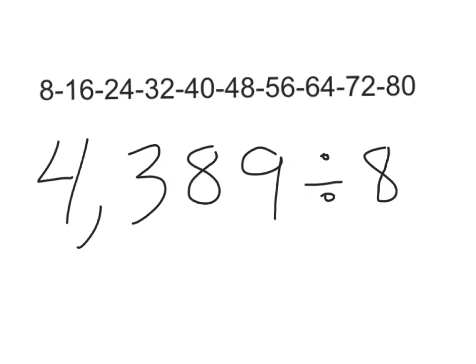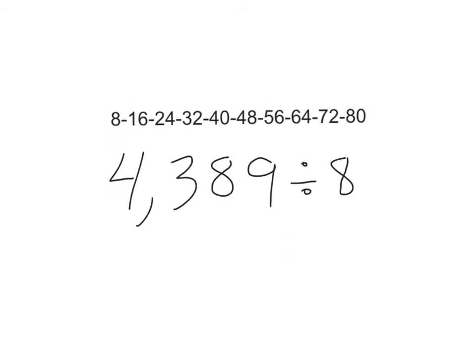And here we go. 4,389 divided by Big Bad 8. So first we want to do our counting by the numbers. 8, 16, 24, 32, 40, 48, 56, 64, 72, and 80.